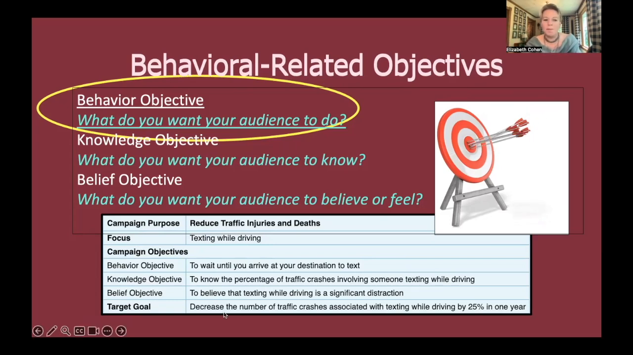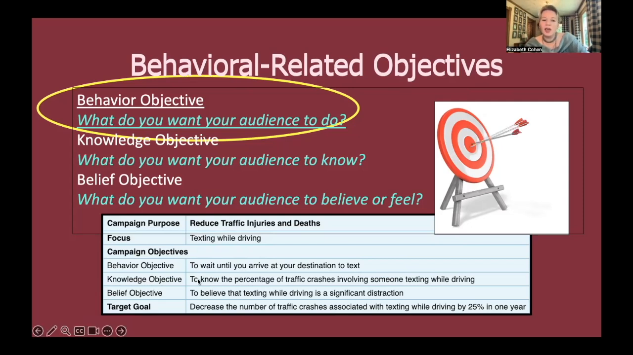Great. The behavior objective, because think about it, there's lots of things you could ask people to do to solve the texting and driving issues, right? You could ask them to use hands-free devices or turn off their phone. There's various different behaviors that are all connected, but they're all different types of behaviors. What they decided to do was ask people to wait until they arrive at their destination to text. That's not the one I would have chosen, but okay.